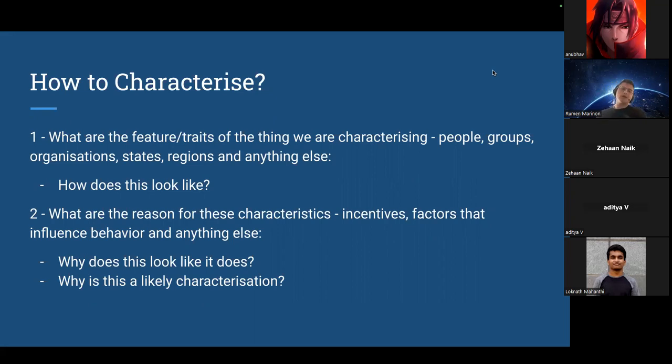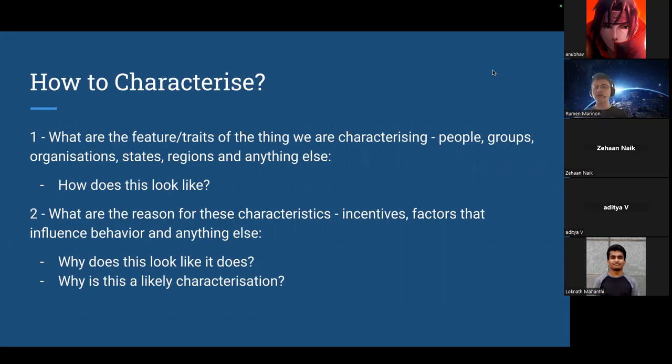So basically, the question we're asking ourselves is, what does this look like? How would you explain it to someone who either hasn't seen this type of thing, or isn't very versed in it? So this is the visualization aspect of the characterization itself. From this starting point, you generally have to explain what this looks like, visualize it, and sell it to the judge. Then the second component of the characterization is what are the reasons they have these characteristics. So what are the incentives, factors that influence their behavior, or anything else that basically makes them tick the way that they tick.